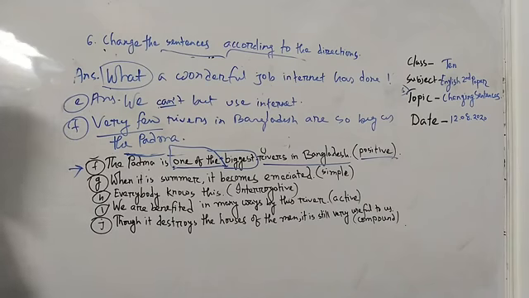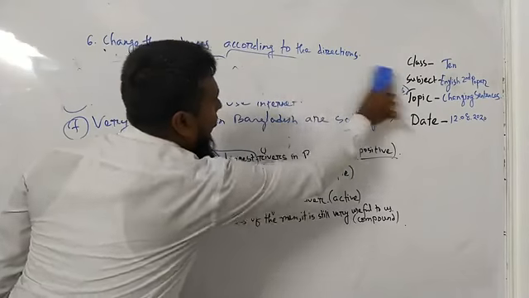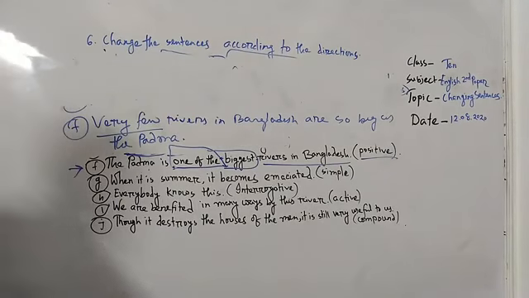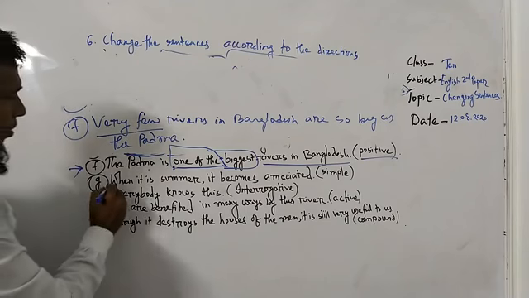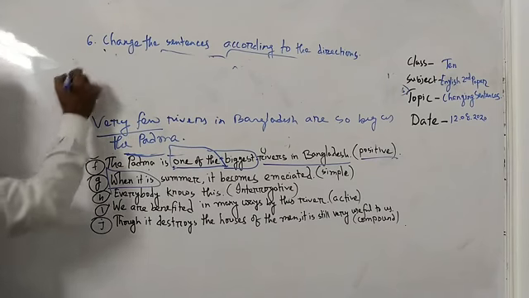Now see next sentence, when it is summer it becomes emaciated, মানে যখন গ্রীষ্মকাল এটা ব্যাপক আকার ধারণ করে। When it is summer, okay, try to do this. When it is summer it becomes emaciated. Yes, done.